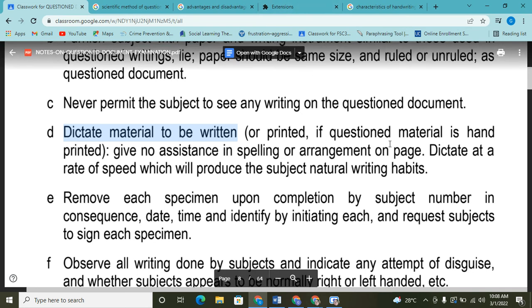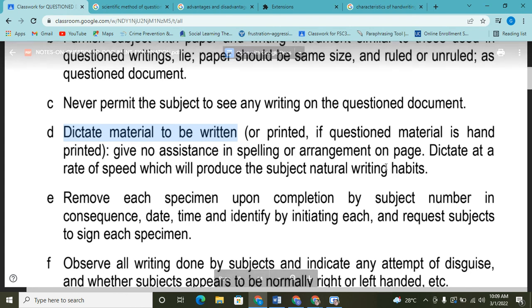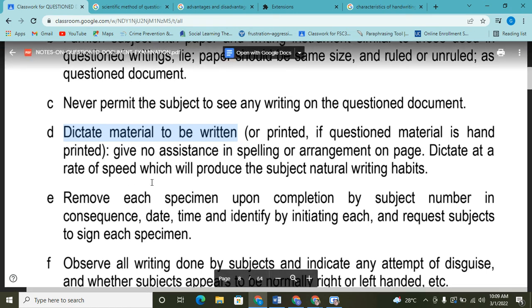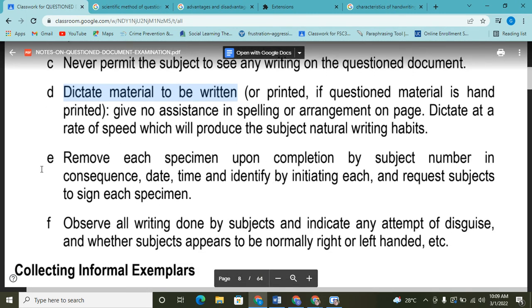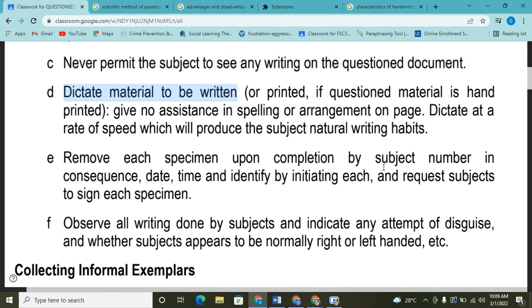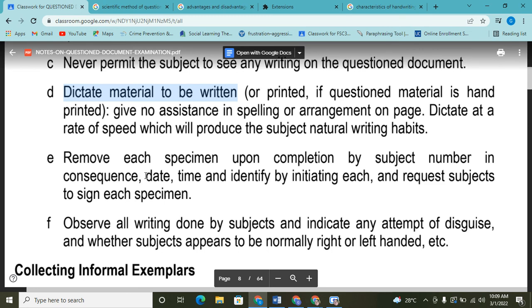If the questioned material is hand printed, give no assistance in the spelling. Just dictate. Dictate at a rate of speed which will produce the subject's natural writing habits. After dictation, remove each specimen upon completion, numbered in sequence according to date, time, and identity, and request the subject to sign each specimen.